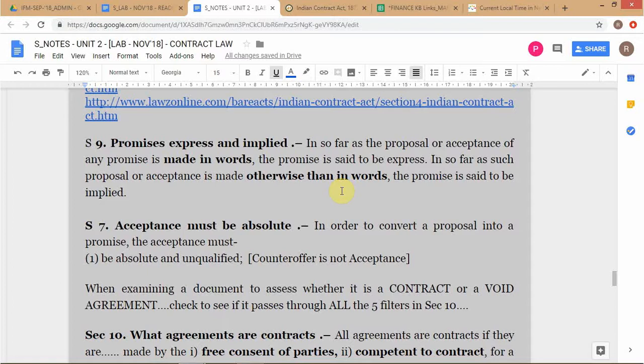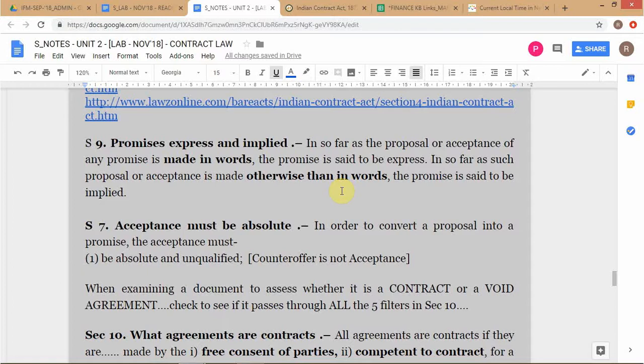One which is made in words, okay. So words means could be written or oral, okay. And then of course if it is not, what is an implied promise? Through actions. Through actions, but what does the statute say? Conduct. Yeah, conduct of parties, yes, that is how you interpret it, but what does the statute say? Otherwise than in words. Otherwise than in words, okay. So words and otherwise than in words, that's mentioned in section 9.